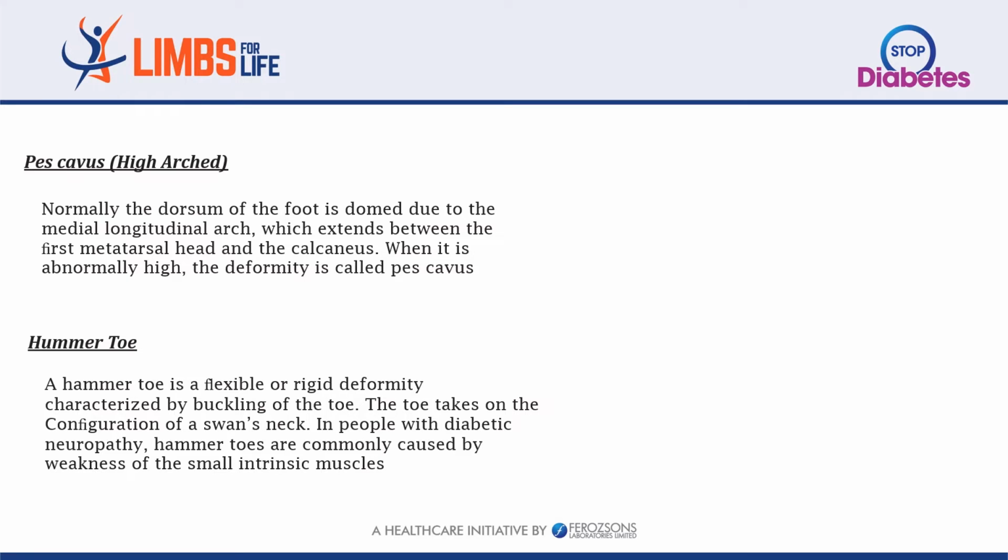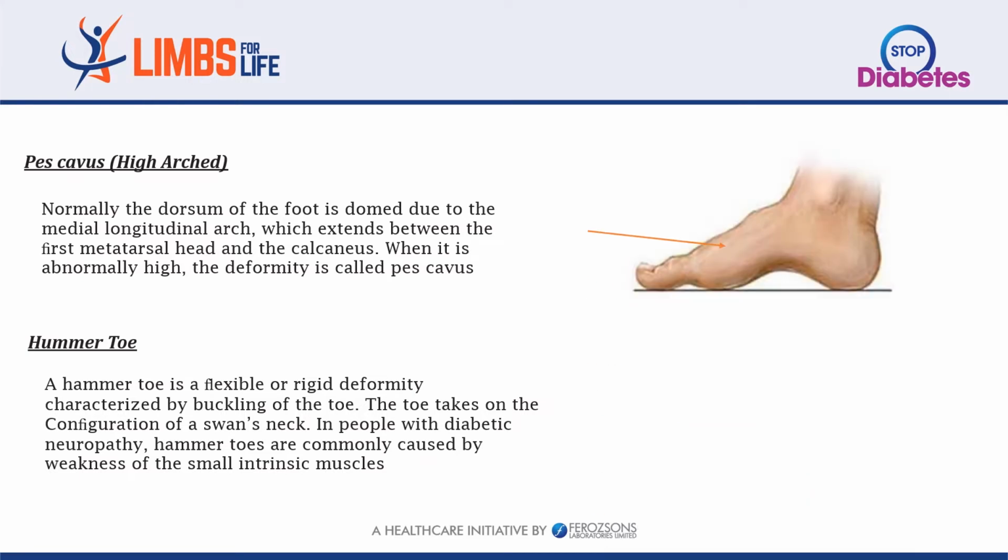What is pes cavus or high arch feet? Normally, the dorsum of foot is formed due to the medial longitudinal arch, which extends between the first metatarsal head and calcaneus. When it is abnormally high, the deformity is called pes cavus. Next is the lax or rigid deformity characterized by buckling of the toe. The toe takes on the configuration of swan necks in people with diabetic neuropathy.